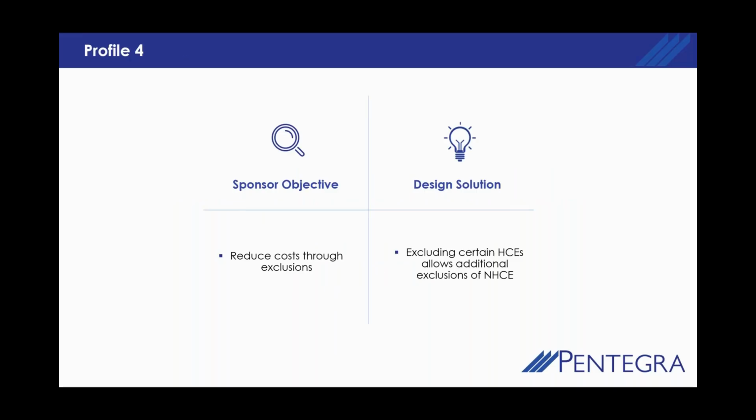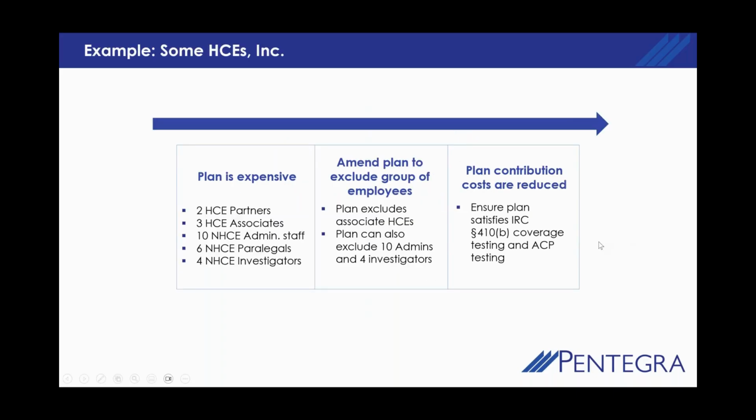All right, thank you. So let's look at some more possible profiles. Here, the sponsor's main objective is to reduce their costs through exclusions. Again, if there are fewer people in the plan, it will cost less money to administer. So here again, they could take an approach of excluding perhaps some of the HCEs, which would allow them to exclude additional non-highly compensated employees. But again, people will know there is a plan that they are not in.